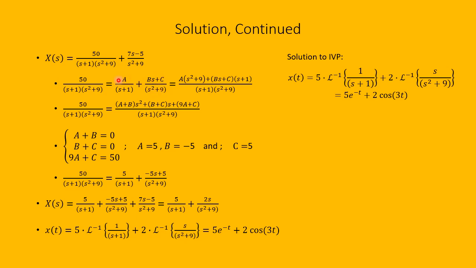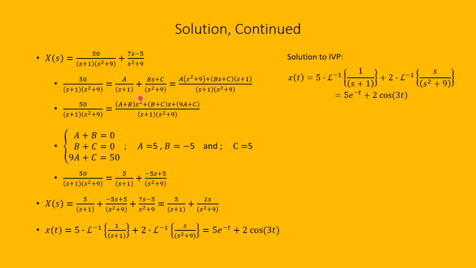Now, a, b, and c are not arbitrary constants. We have to find their values so that this function of s is identical to this function of s. So this equation here contains enough information for us to compute a, b, and c. To do it, we will first combine these two fractions together over a common denominator.